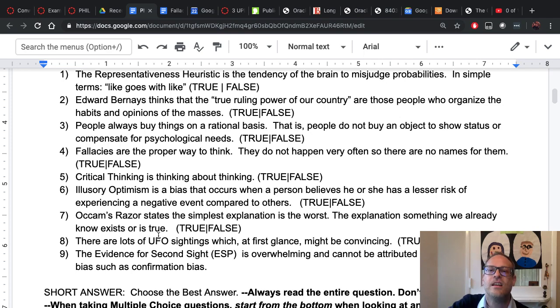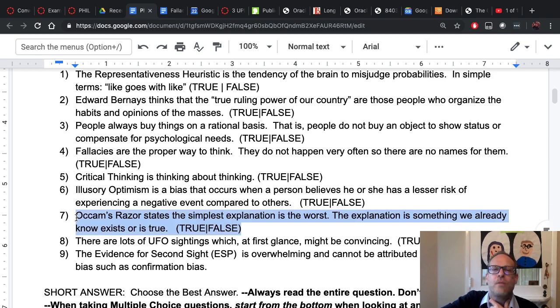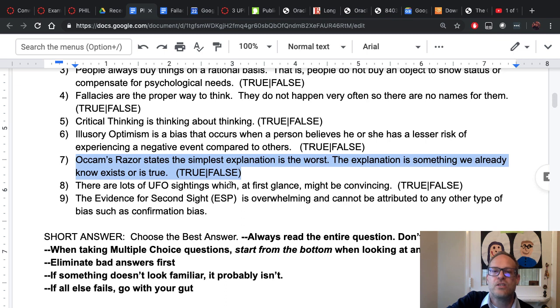The explanation is something we already know exists or is true. So this is false. I'm sorry if I read that improperly. Let me read it one more time. Number 7, Occam's razor states the simplest explanation is the worst. The explanation is something we already know exists or is true. Okay, that's false. Remember, Occam's razor says the simplest explanation is the best.